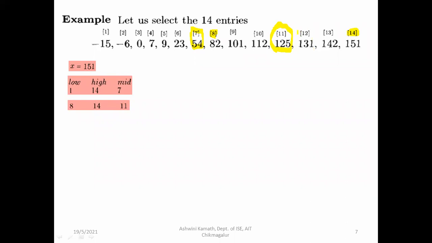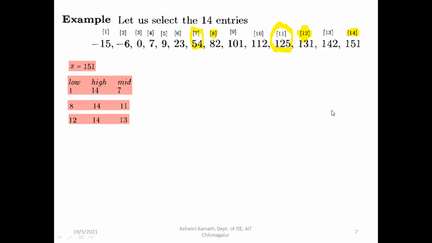So the position of the initial index will change. It becomes 12. Low is equal to 12, high is equal to 14, and mid is equal to (12 plus 14) divided by 2, that is 26 divided by 2, which is equal to 13. I hope you are getting it. So 13 is the mid element now. A of 13 is 142. 142 is not equal to 151 and 151 is greater than 142. So again, search in the right side of the array.